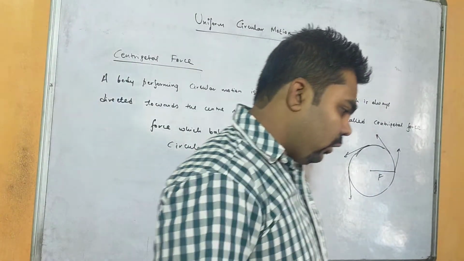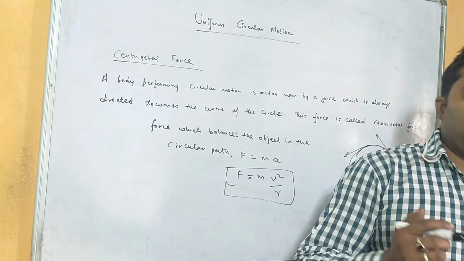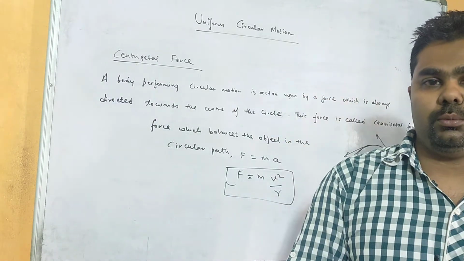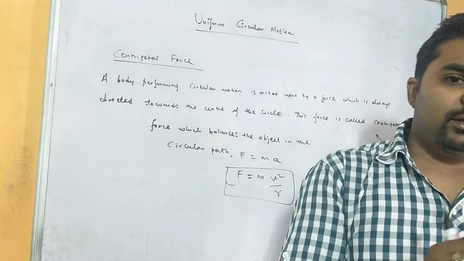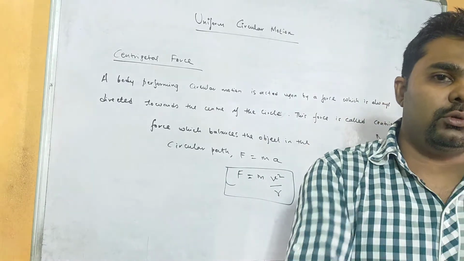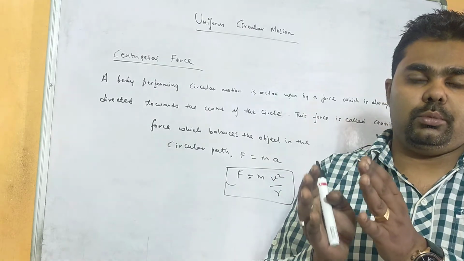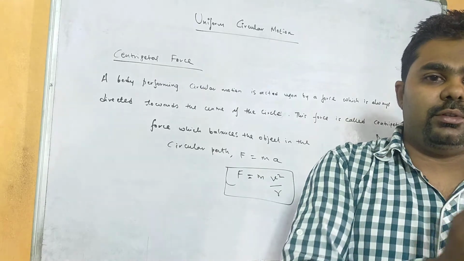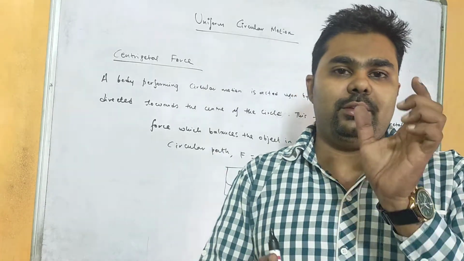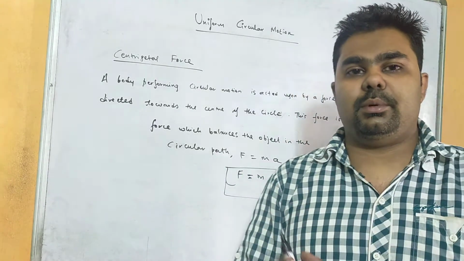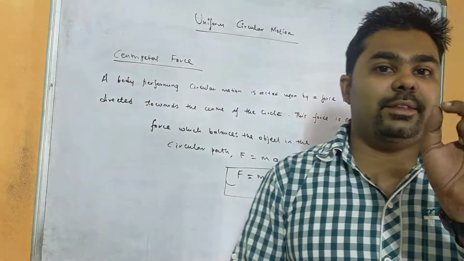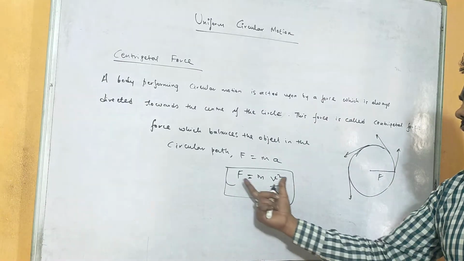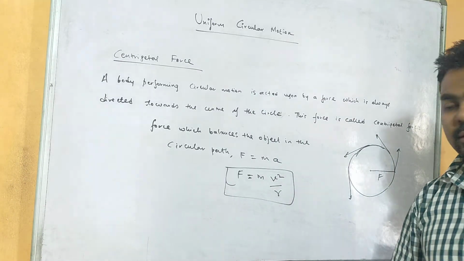So whenever an object is moving in a circular path, suppose a string is tied to a stone and you are just rotating that stone. The stone is trying to go in the outward direction with a force called centrifugal force, that is the outward force. The force which makes the object move in a circular path, the force acting towards the center, is the centripetal force. This centripetal force is balanced by the tension in that string. So actually what is the centripetal force here? Force equals mv square by r.